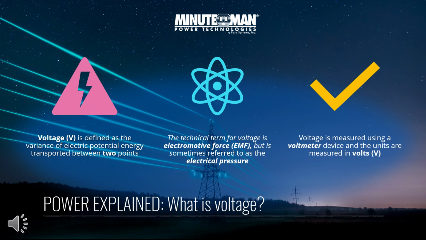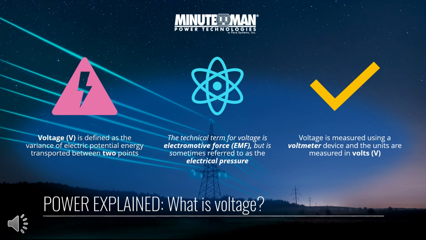When trying to measure voltage, the device used is called a voltmeter or a multimeter, and the units are measured in volts. Some common voltage levels include a AA battery at 1.5 volts, a car battery at 12 volts, and household outlets in the US at 120 volts.